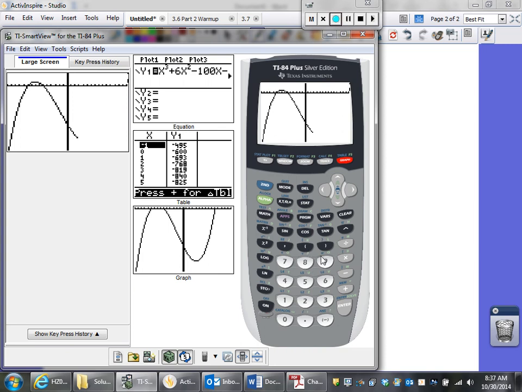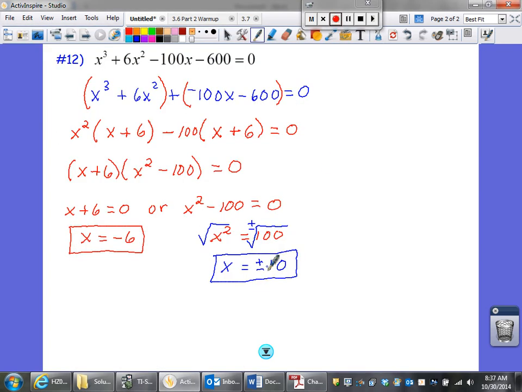Look at that. So you can see that the snake graph, it's up to the right, down to the left, but we already looked at where it crossed, and because it crossed the x-axis at positive 10, negative 10, and negative 6, we know we have those solutions correct, and that would end these two problems that we're doing in lesson 3.8.